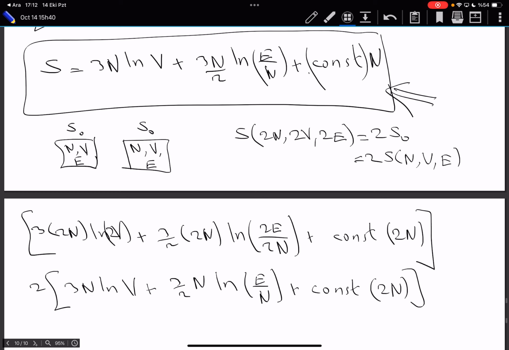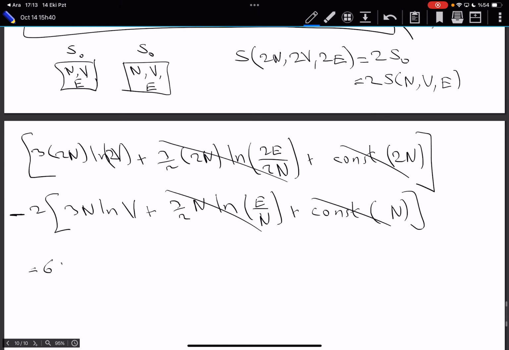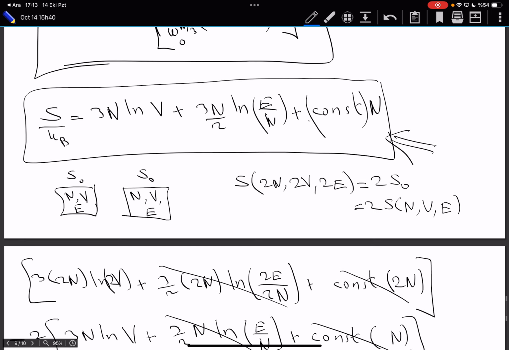Well, let's see. No, this is not 2n. Well, with the overall factor, these cancel if I take the difference. There is an overall 2 in the second term. Well, these two cancel, but the first terms do not cancel. I have 6n times logarithm of 2 times the Boltzmann constant. Let me write divide by kB.